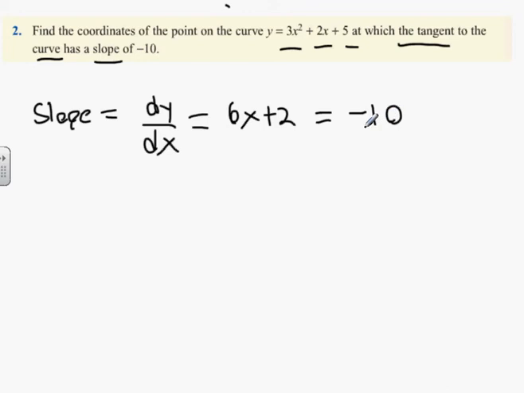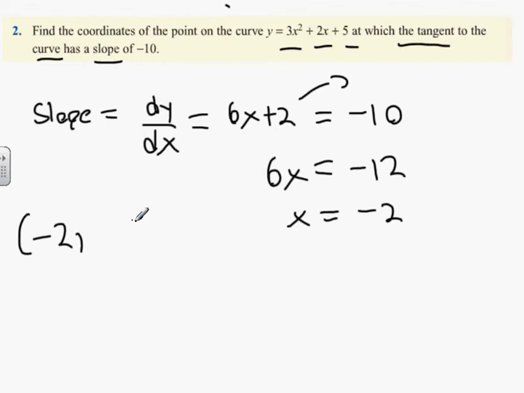Therefore, bring the 2 over to your side and you get 6x equals minus 12, x equals minus 2. Now, minus 2 is the x coordinate. You want to find out what the y coordinate is. There's two ways of doing it.